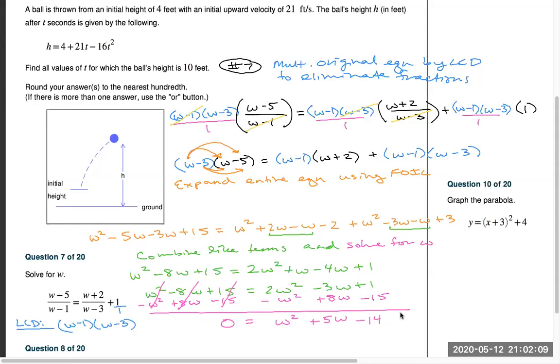And then if you got stuck, you could use the quadratic formula if you wanted to, but this is actually factorable. It factors into W plus 7, W minus 2. Okay, let me save this. I'm going to clear out the top part here so I can move stuff up.